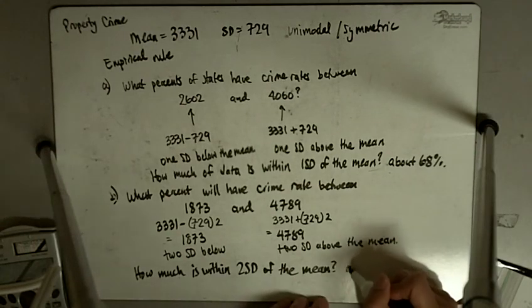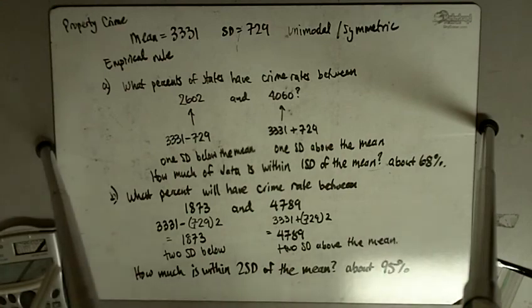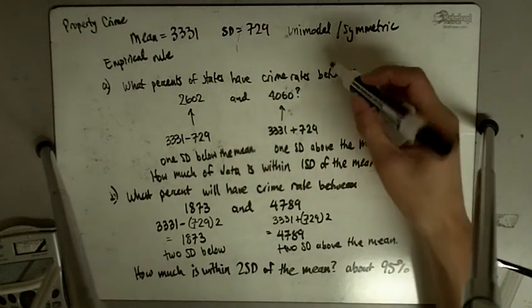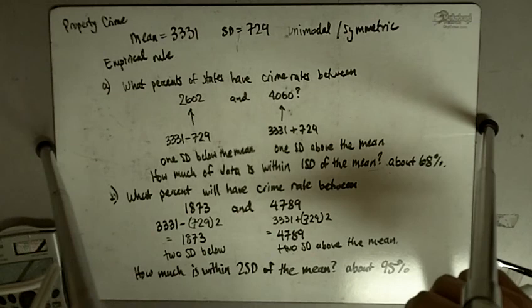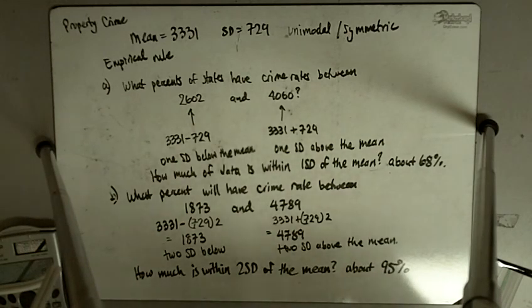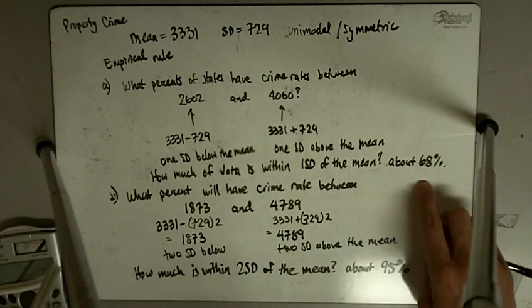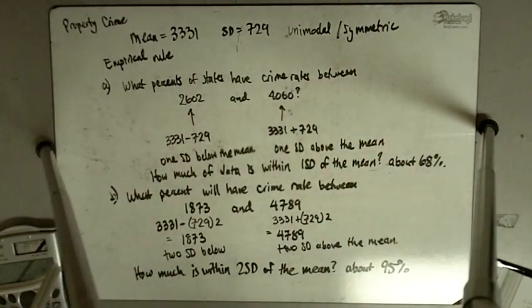According to the empirical rule, about 95% of data or observations, especially for ones that are unimodal and symmetric, 95% of the data will be within 2 standard deviations of the mean. So in this case, we're expecting 95% of states will have property crime rates between 1873 and 4789, and over here we're expecting about 68% to have crime rates between 2602 and 4060.